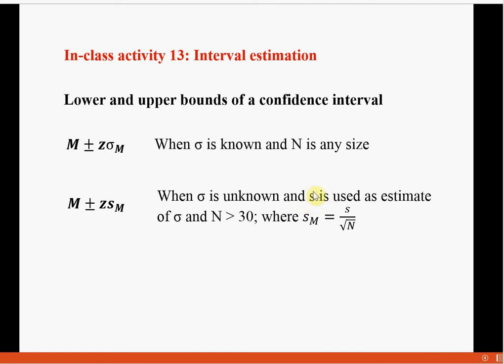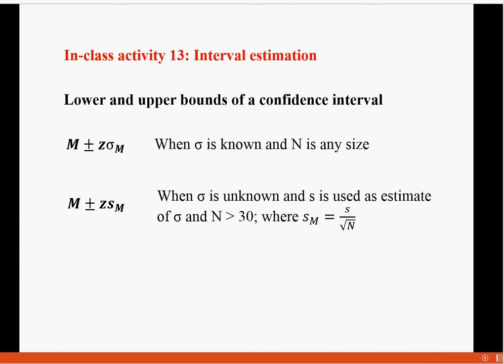S is the sample standard deviation, and we use the sample standard deviation as an estimate of the population standard deviation. This calculation, where the sample standard deviation is divided by the square root of sample size, gives us an estimated standard error. So in this formula, we see the use of a z-score multiplied by the estimated standard error. This happens when the sample size is large, for example, larger than 30.